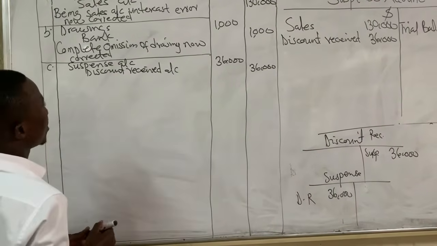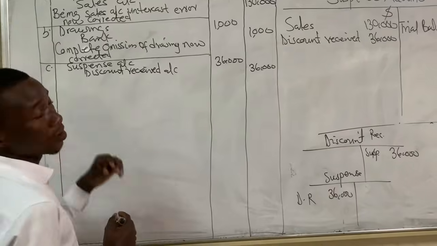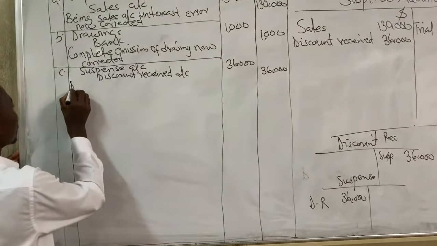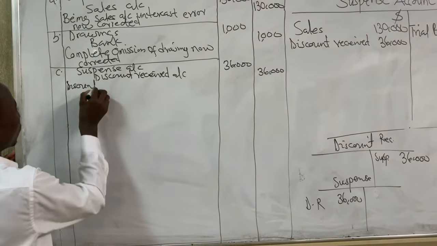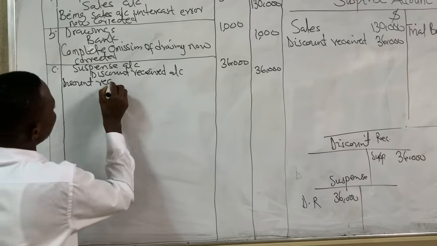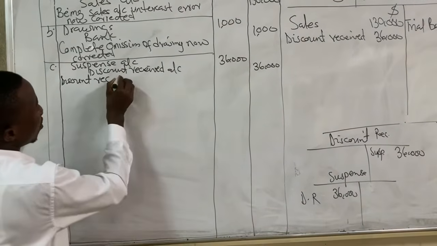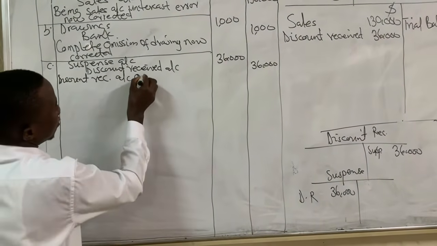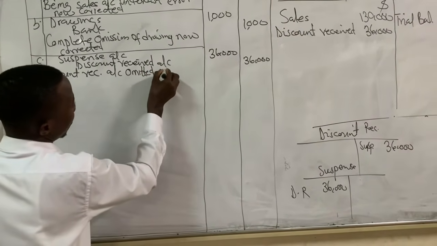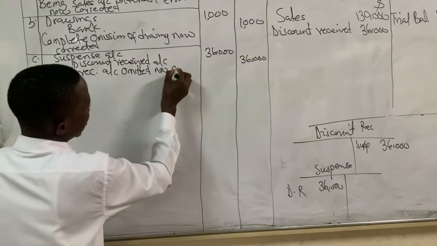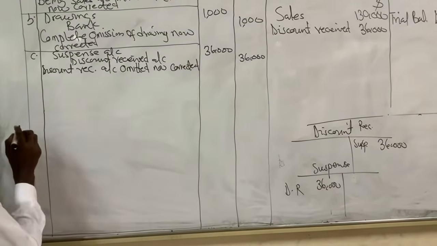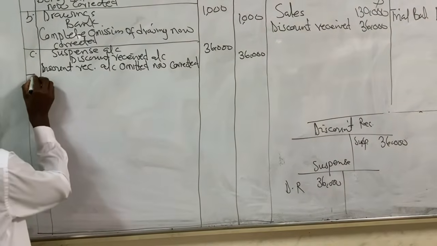Alright, then we correct this error. The discount received has not been recorded. So discount received account omitted. We didn't record it at all. Omitted, now corrected. The error is now corrected. Then you neatly underline it this way.